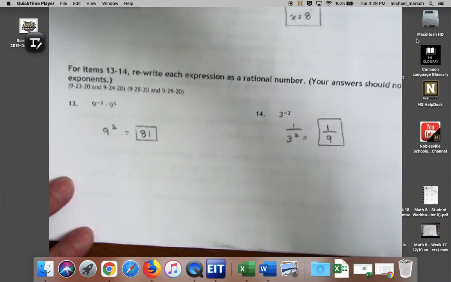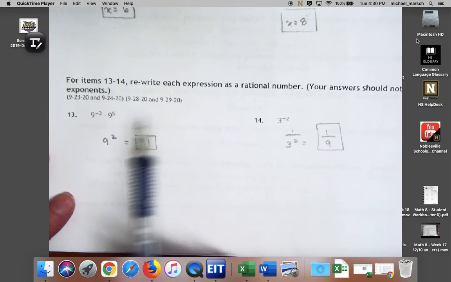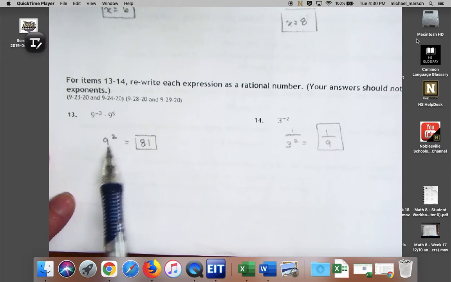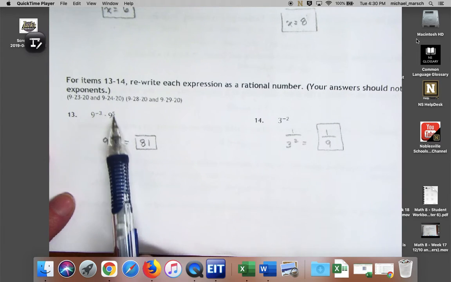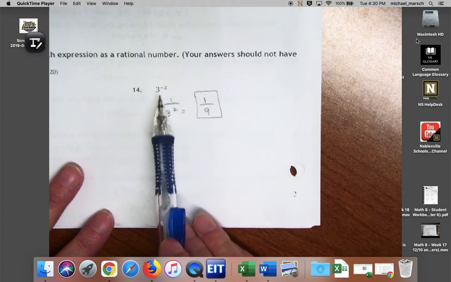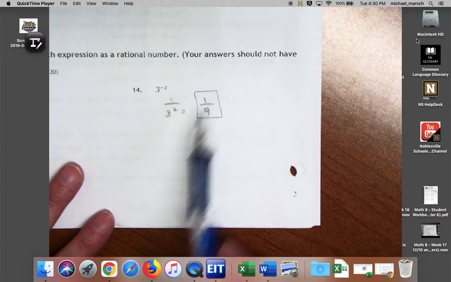Number 13. Again, I'm going to add these, and it wants me to leave them as a number, no exponent. So that's why I actually did the 9 times 9 and gave me 81, because that's what that squared means. -3 plus 5 is 2. So that's how I got 81. Here I was forced to put the 3 squared in the denominator. 3 times 3 equals 9, so that's how I got 1 over 9.